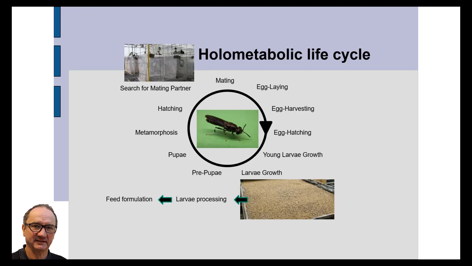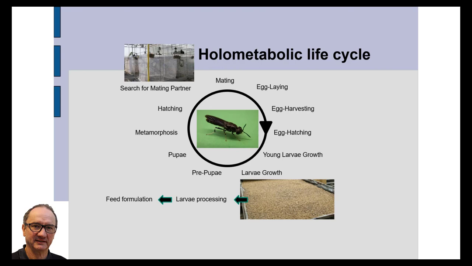The parameters for the mating are important: light, humidity, temperature, temperature ranges. Where are they laying the eggs, collecting, harvesting? The major thing is from when you harvest the egg to the hatching, to get really fit neonates. So that's one of our core competencies, to really get a good yield out of that and have high quality neonates.